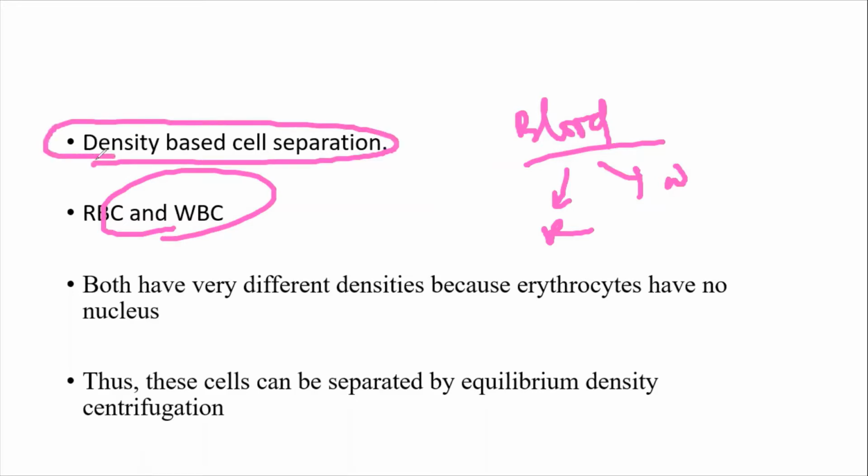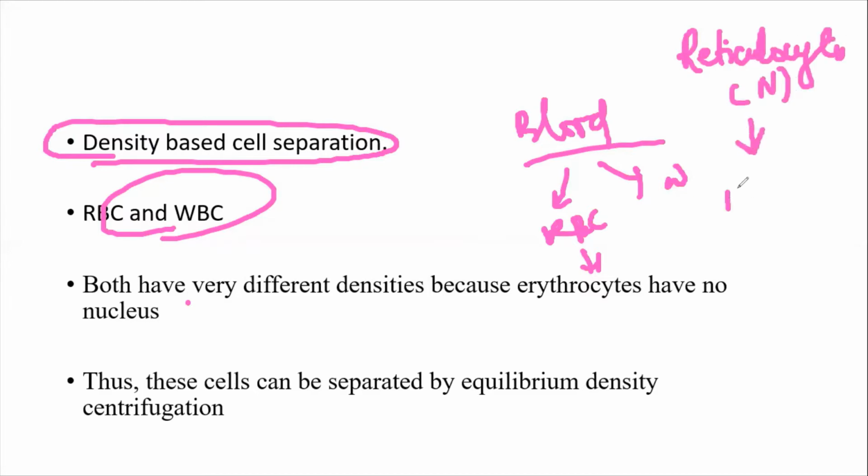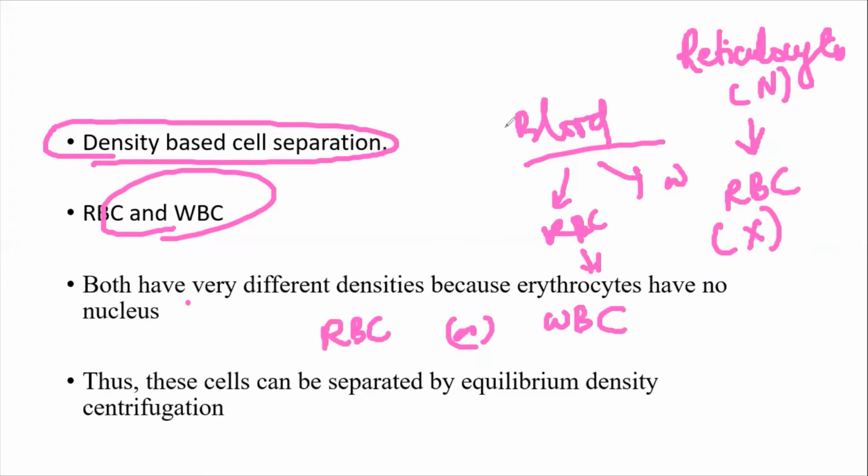Now why is it going to vary? We all know that the RBC doesn't have a nucleus. Initially, when it is called a reticulocyte, it has the nucleus. Once it matures and becomes the RBC, the red blood cell, there is no nucleus. So now you tell me, RBC or WBC, which one is going to have more density?